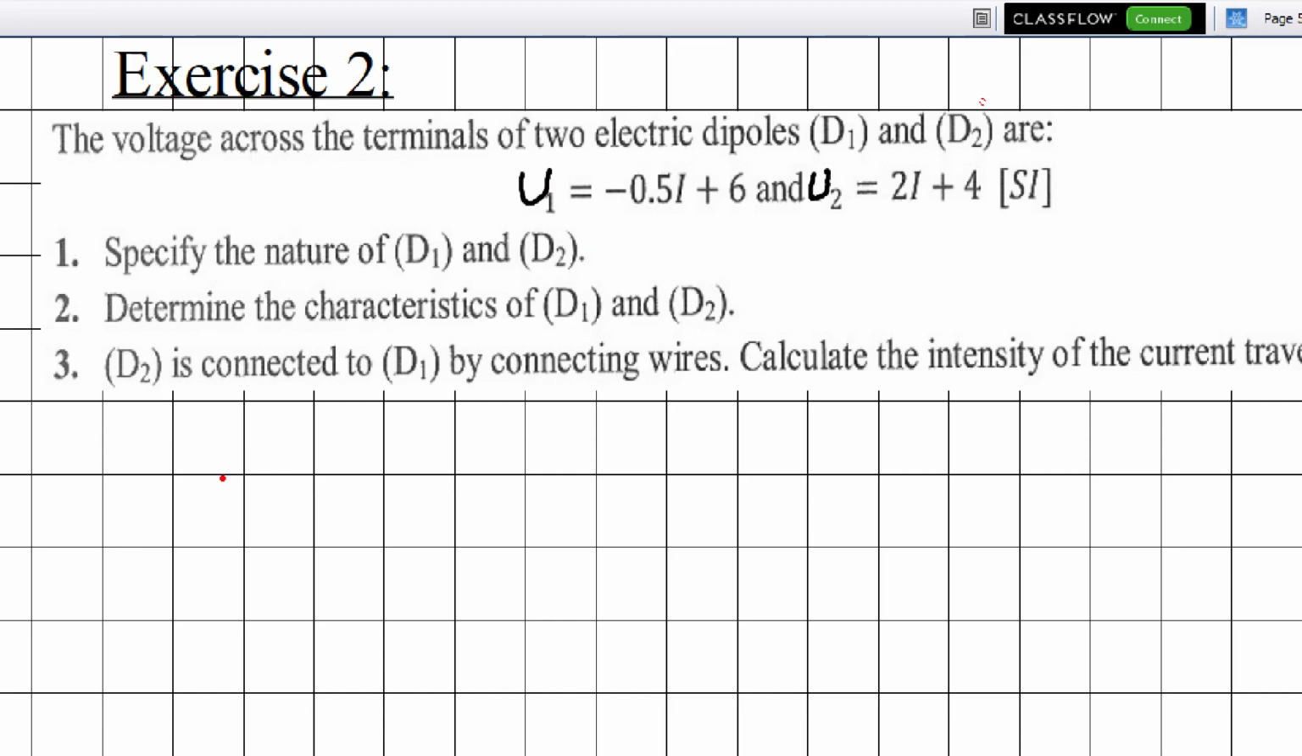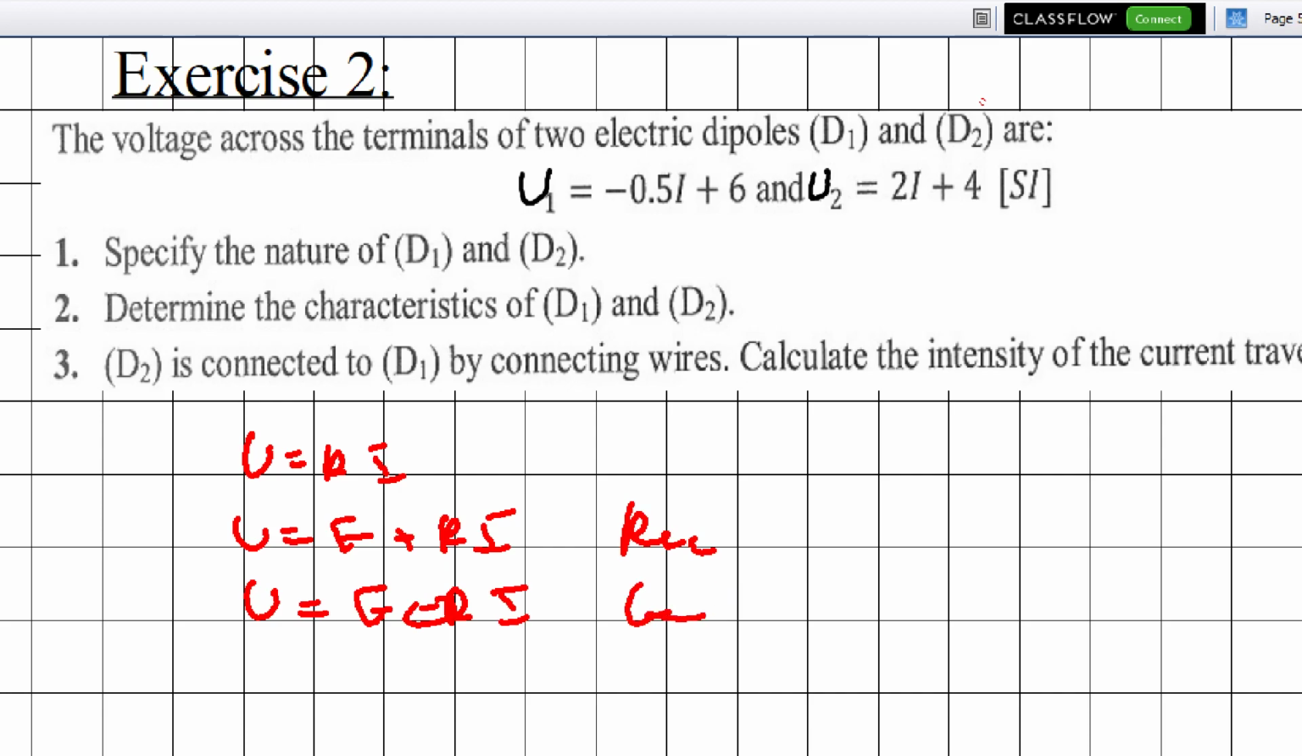law. We know that the three different laws that we have discussed, which are Ohm's law, are given by U is equal to R multiplied by I, U is equal to E plus Ri, and U is equal to E minus Ri. So if the coefficient is plus, then this is a receiver. If the coefficient is minus, this is a generator. And if there is only I, the linear term, there is no constant, this is a pure resistor.